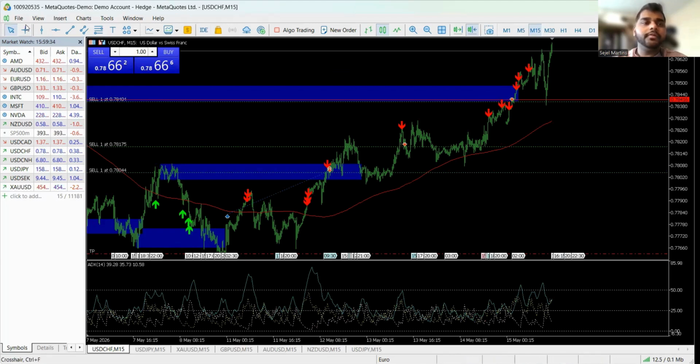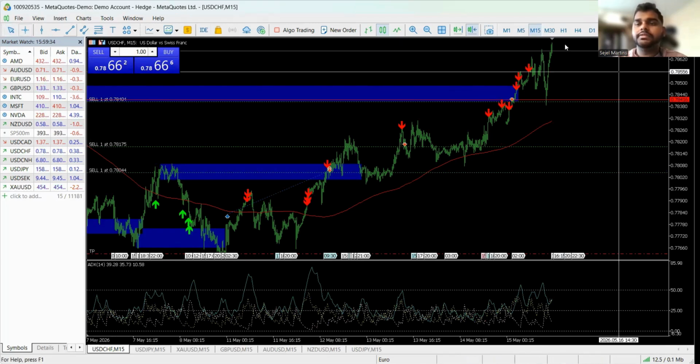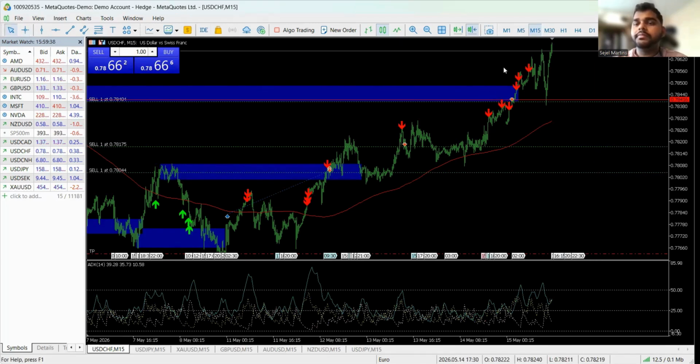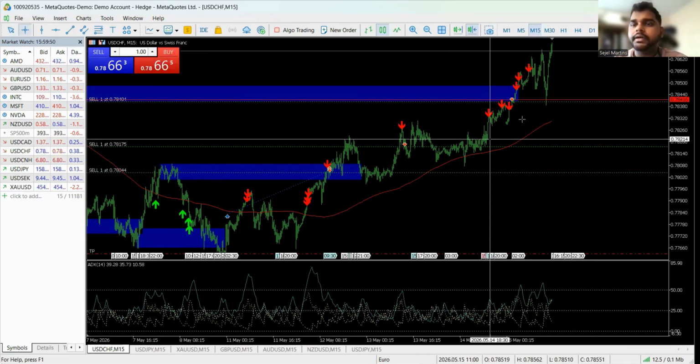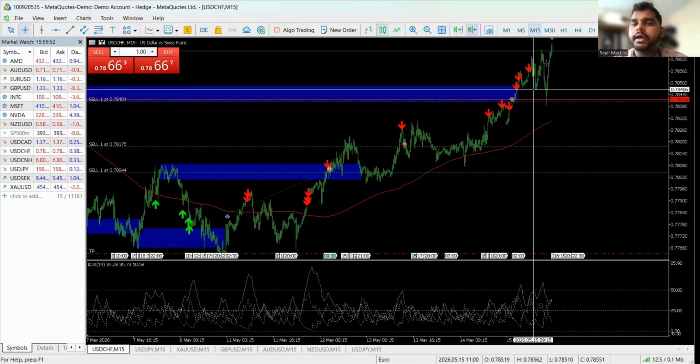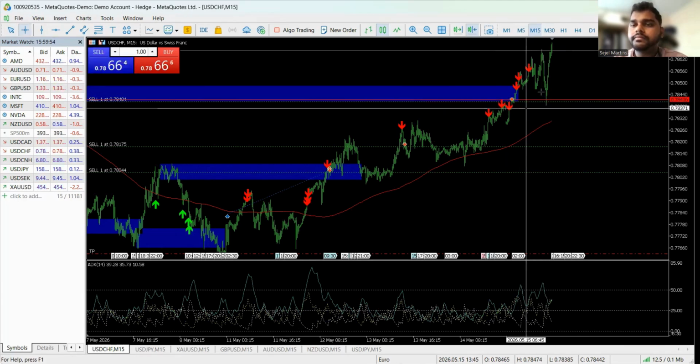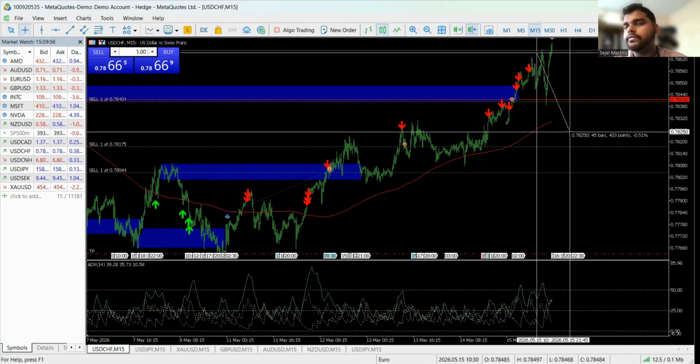So what I'm going to do is hope the market will come down, because the main goal of this indicator is to show when the market is overbought and oversold. And right now it is telling me a story that the market is oversold, and the market can come down.